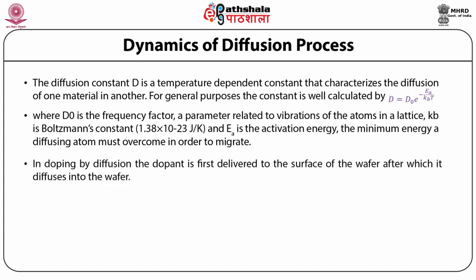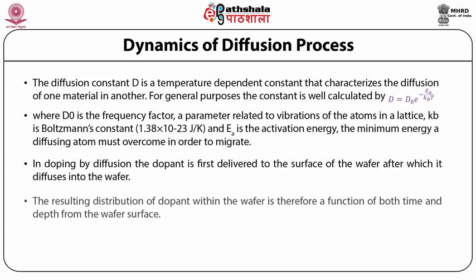So in doping by diffusion, the dopant is first delivered to the surface of the wafer, after which it diffuses into the wafer. The resulting distribution of dopant within the wafer is therefore a function of both the time and the depth from the wafer surface. In order to determine this distribution, one solves an equation representing the idea that mass is conserved as the dopant diffuses within the wafer.